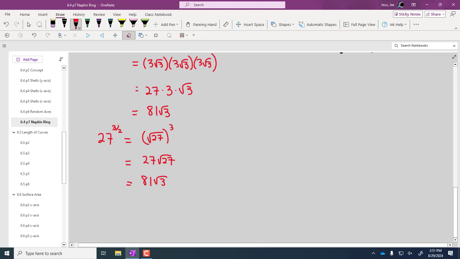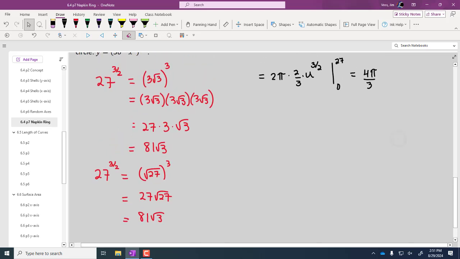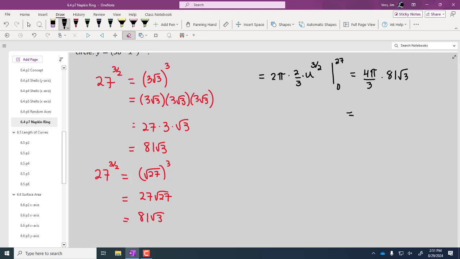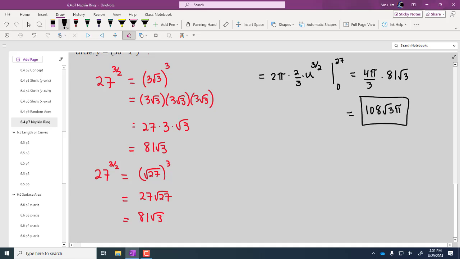So 3/2 power, you're going to see it a lot. You just make sure you're good with exponents and how it affects everything. So then we're going to come over here, and we have our 81 root 3. Simplify that. So what is that, 27? So 27 times 4 is 108. 108 root 3 times pi, if I did my arithmetic right. Which I'm sure someone's going to check. Good. Thank you. So we've got that.